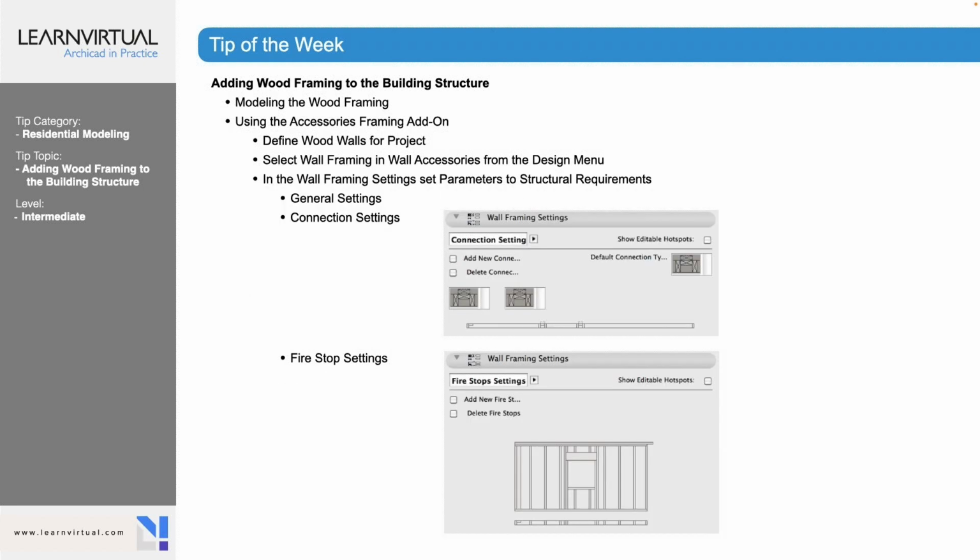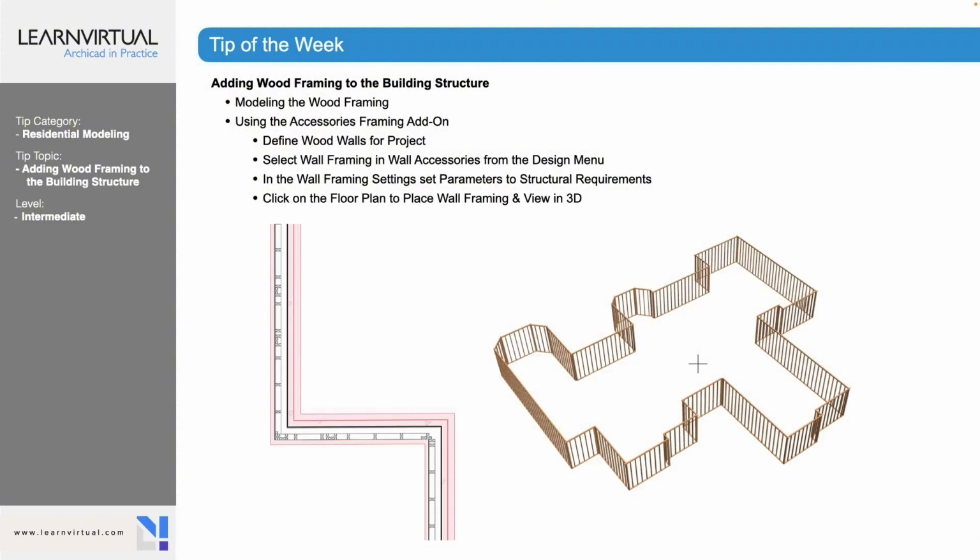We can also go to connection settings. Do we want to add a new connection setting? Do we want to delete a connection setting? What is our default connection type that we want to use? So it just defaults to one. We have to do this every time. Do we want fire stop settings for this as well for the openings? Do we want to have 2D line representation with this as well?